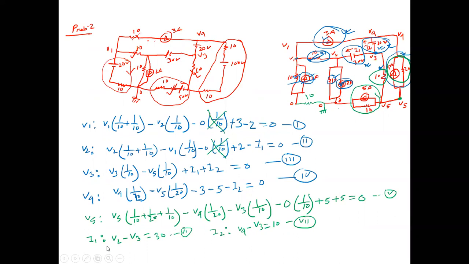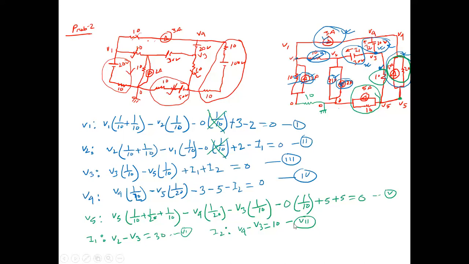So V2 minus this is V3. The minus portion is the V3 connection. So V2 minus V3 is equal to 30 volt. Another, for this I2 portion, the positive portion connects to V4 and the negative portion connects to V3. So V4 minus V3 is equal to 10 or 20 volt. Oh, this is the 20 volt. So this is 20, not 10.